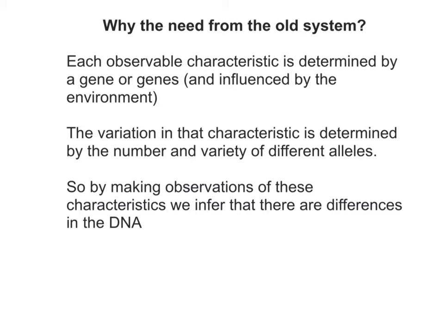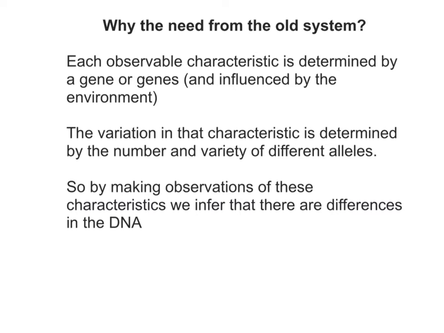So before we take a look at the new methods that we're using to classify, let's just think about the old system. The old system basically involved looking at observable characteristics, i.e. what you could see when you looked at an organism. Now we know from what we've learnt before that each observable characteristic is coded for by a gene, or possibly a number of genes, in fact more often than not a number of genes, and they then give rise to the characteristic that we can see externally on the outside. Now what we've got to remember about those characteristics is that they are not only influenced by the genetic code, but they're also influenced by the environment.